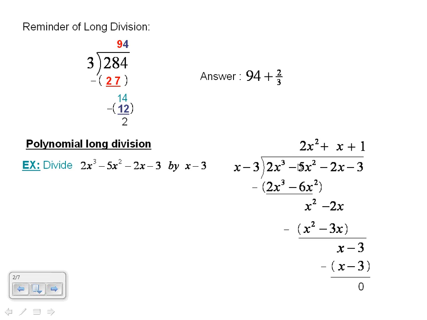If this was a remainder of anything other than 0, what I would do is I would write my solution as my quotient plus my remainder over my divisor. Being that my remainder is 0, I would not need to write this, and I can just write the 2x squared plus x plus 1. But I did want to show this to you as the form that we'll see often, because oftentimes a remainder will not be 0.